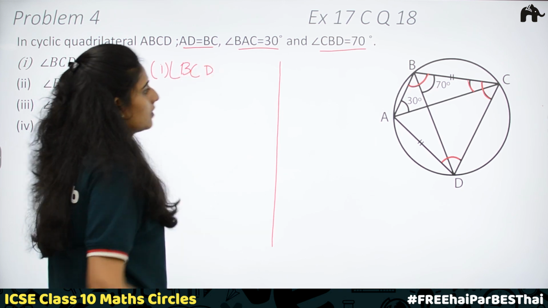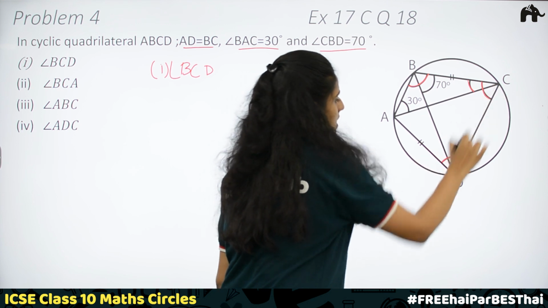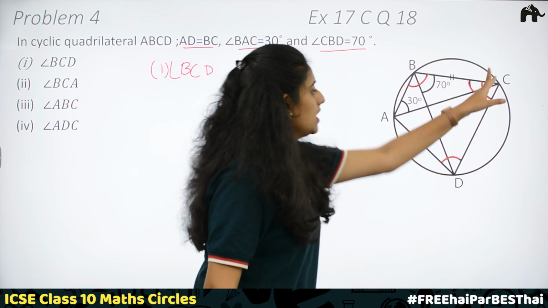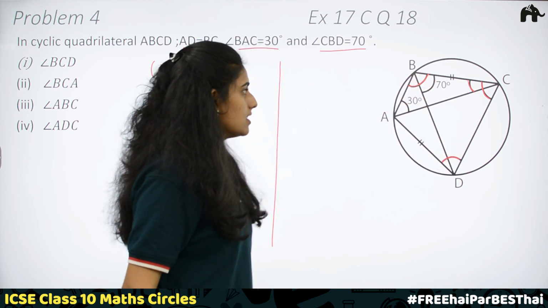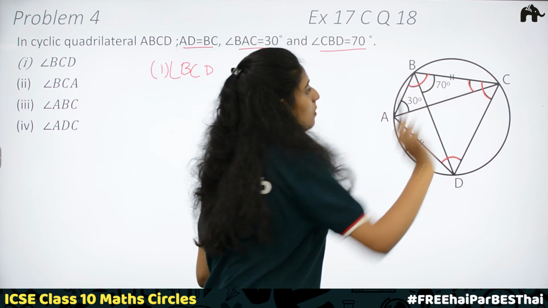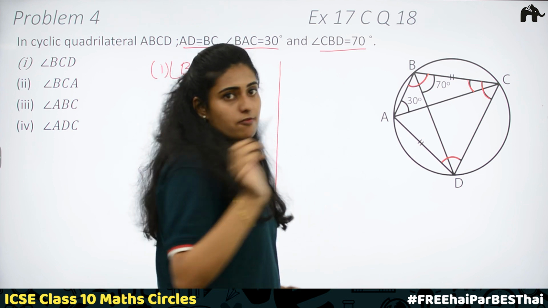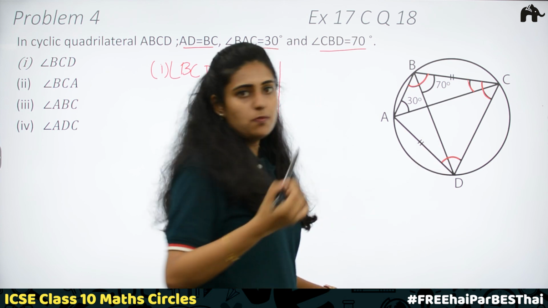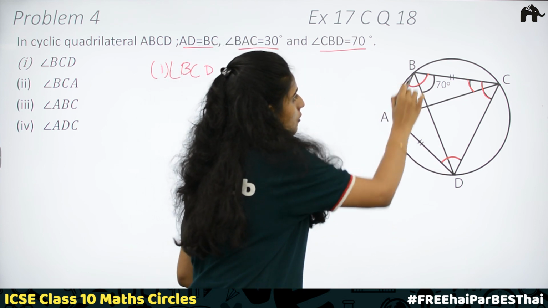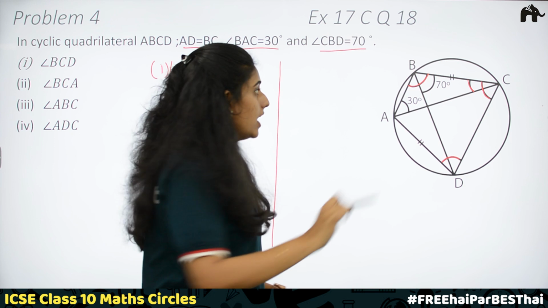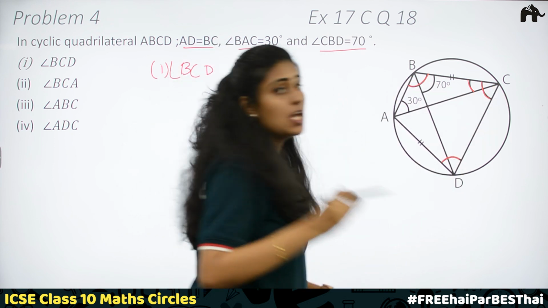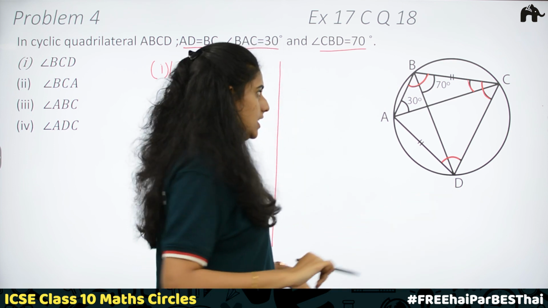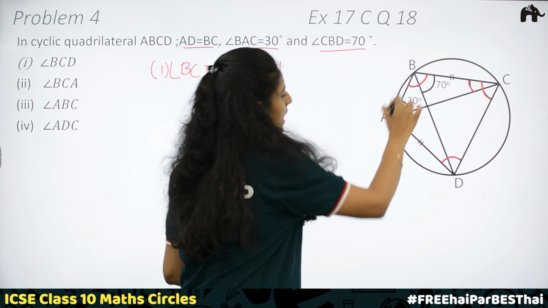Now, to find BCD first. Here we have BCD. BCD is an angle in the cyclic quadrilateral ABCD. Considering the cyclic quadrilateral, we know that the sum of opposite angles will be equal to 180 degrees. Here, BAD and BCD are the opposite angles. If we know the measure of BAD, we can find the measure of BCD by subtracting BAD from 180 degrees. Now, how to find BAD?